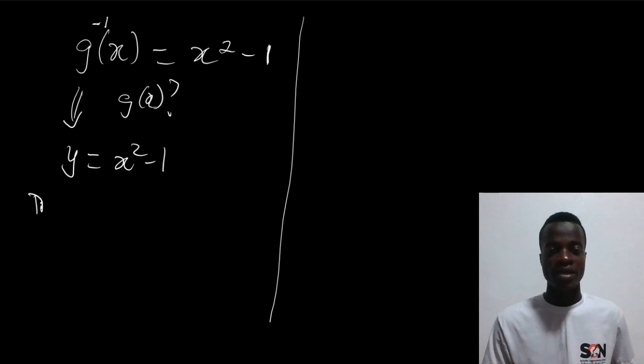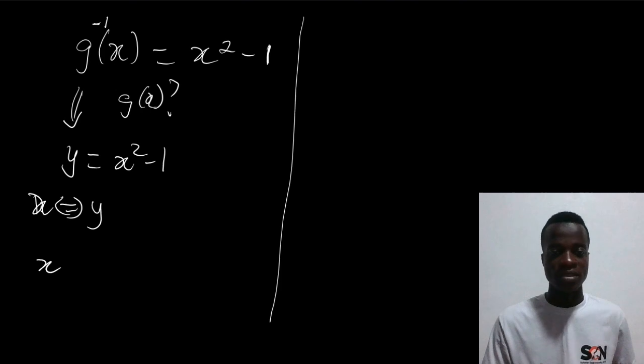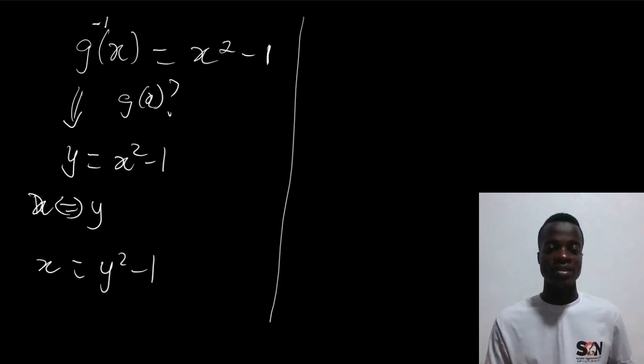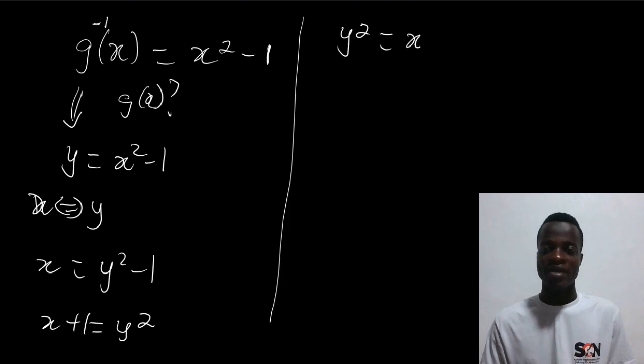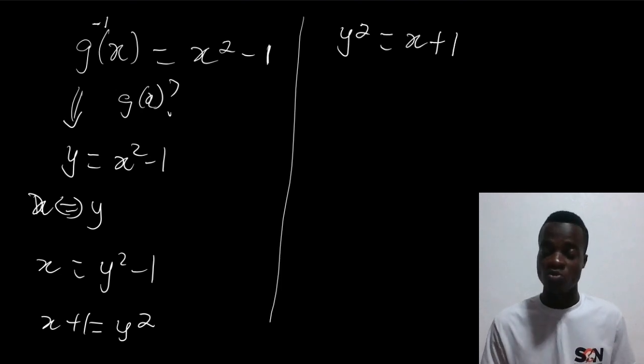So here we have to do the interchange where x is, put y there, where y is, put x there. So x is equal to y squared minus 1. I didn't do anything, I just interchanged where x is, I put y there, where y is, x. Now we make y the subject. So I will send this one to the other side, it becomes x plus 1 is equal to y squared. Okay, so I'll rewrite it like this so that what I'm making the subject is on the right side. I have y squared is equal to x plus 1.